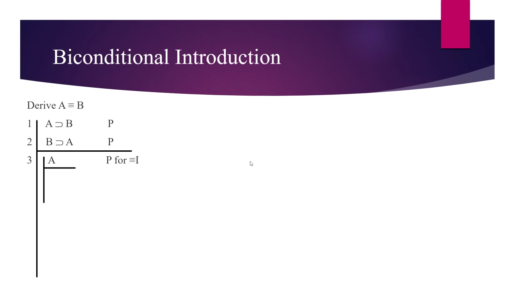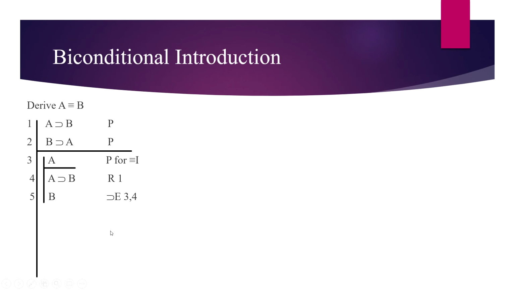Now we need to prove B inside this subderivation. So I'm going to reiterate A if A then B from line 1 on the next line. And on line 5, we can use conditional elimination to get B from lines 3 and 4. Now that first subderivation is done, so we can end it there, but biconditional introduction doesn't let us put anything on the main scope line yet. We have to prove it in the other direction.